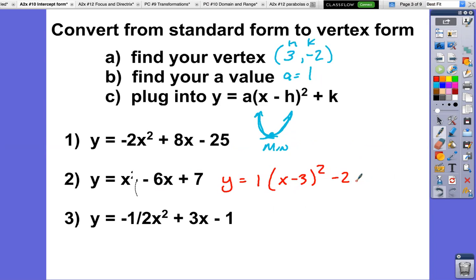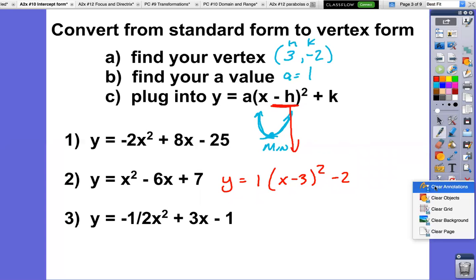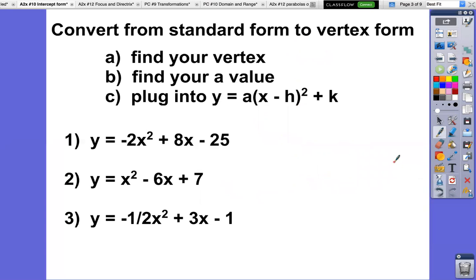Any questions? Remember, it's always the opposite of what h is. So if h is positive, it goes in as a negative. If it's negative, it would go in as a positive. What about number 3? I'm going to do number 3 with you pretty quickly.